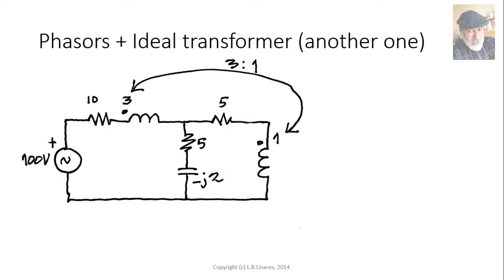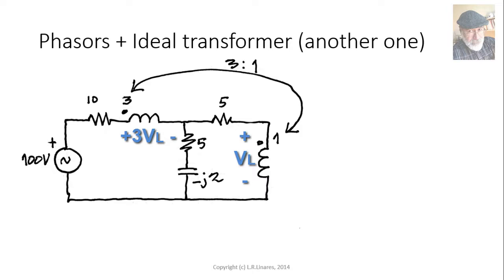Because it's connected in a very weird fashion. The primary is connected up there on the top, and the secondary is connected on the right. The high voltage side is the one with the 3. The low voltage side is the one with the 1. The ratio is 3 to 1. All right. So let's solve that circuit.